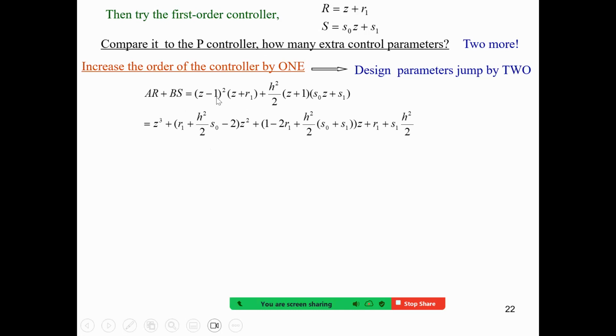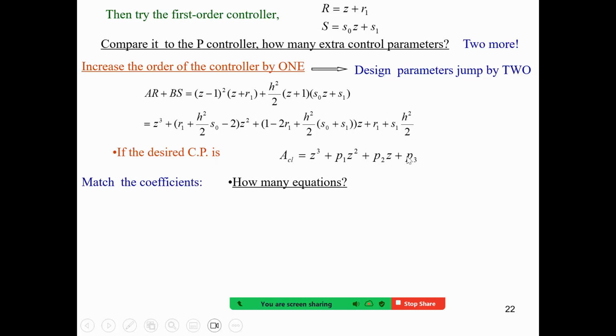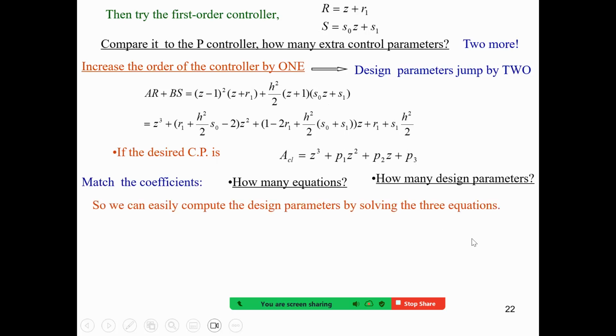A R plus B S equals Z minus 1 squared times R, but now R is a first order polynomial. This is B times the first order polynomial. Then we organize the terms. Of course, we are going to have a third order polynomial, with three coefficients. But then we have three design parameters, right? If the desired polynomial is also a third order polynomial, then we need to match P1, P2, P3. Then how many equations are we going to get? We have three. How many design parameters? We also have three. So we can easily compute the design parameters by solving the three equations. We'll have a solution. Is that clear?